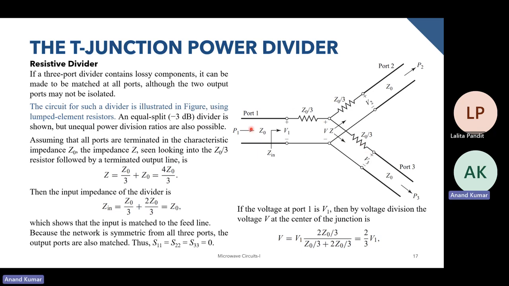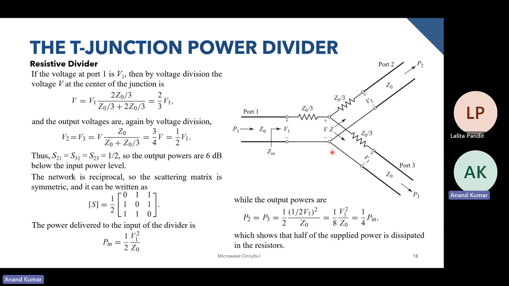We solved for Z input, since you can see this particular network is symmetric if you look from any of the ports. When we solved for port 1, we found Z_in being equal to Z0. Similarly, this happened for all the ports, and hence we can say that all the ports are matched.